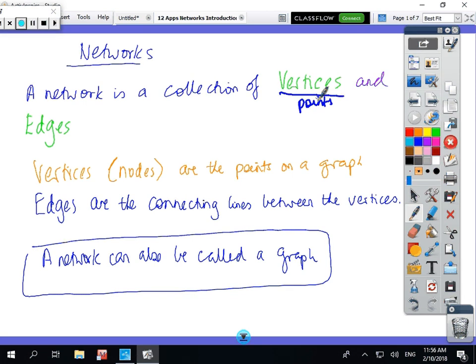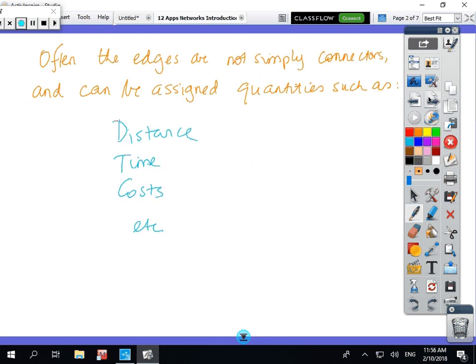And edges, which are the lines, okay? Vertices are also called nodes. These are the points on the graph, and edges are the lines that connect the vertices. A network can also be called a graph. So copy that and come across.